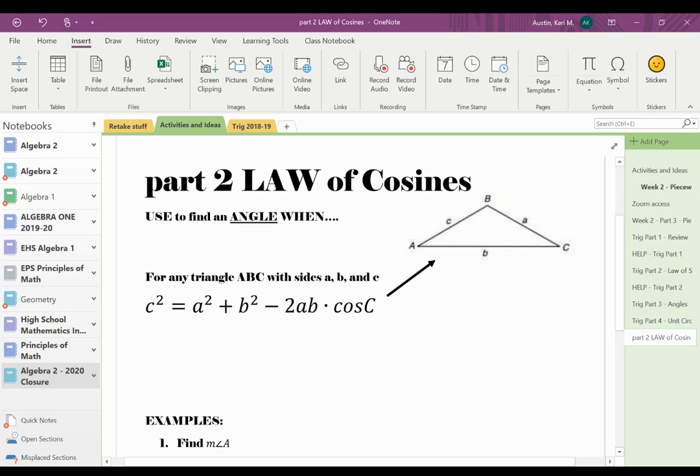Hello again, it's Miss Austin, back for part 2 for law of cosines. This time we are going to use law of cosines to find an angle.